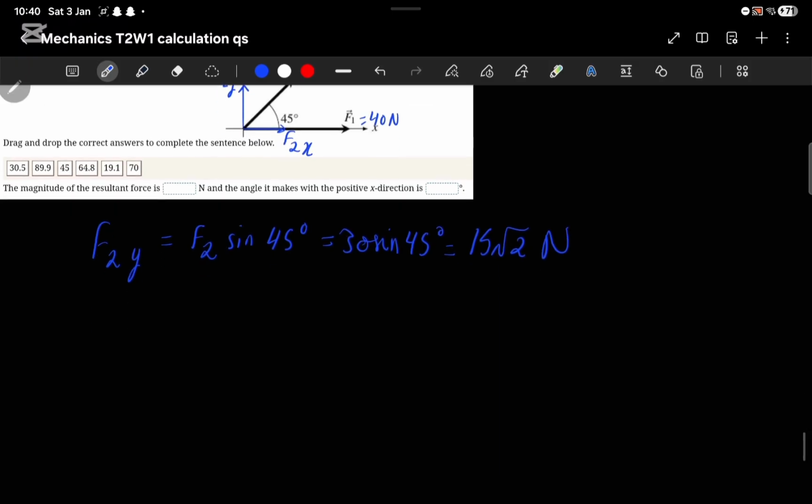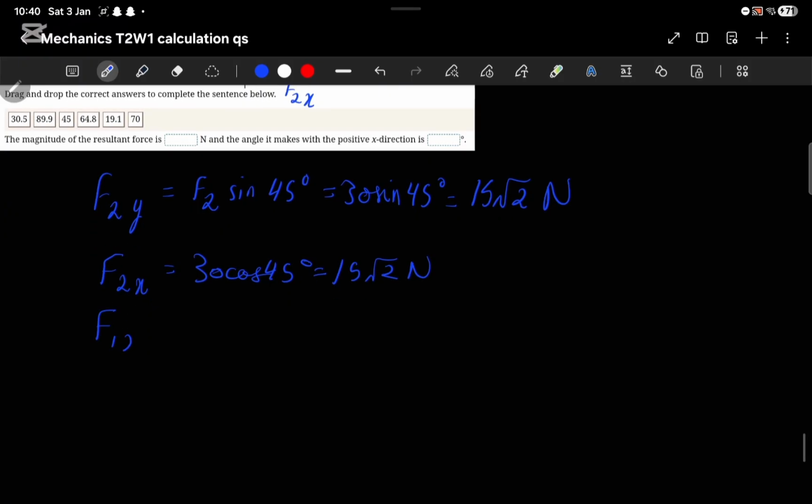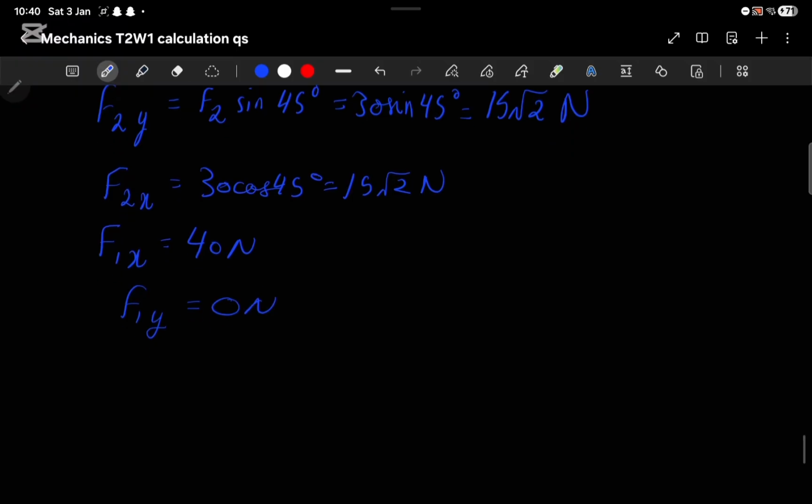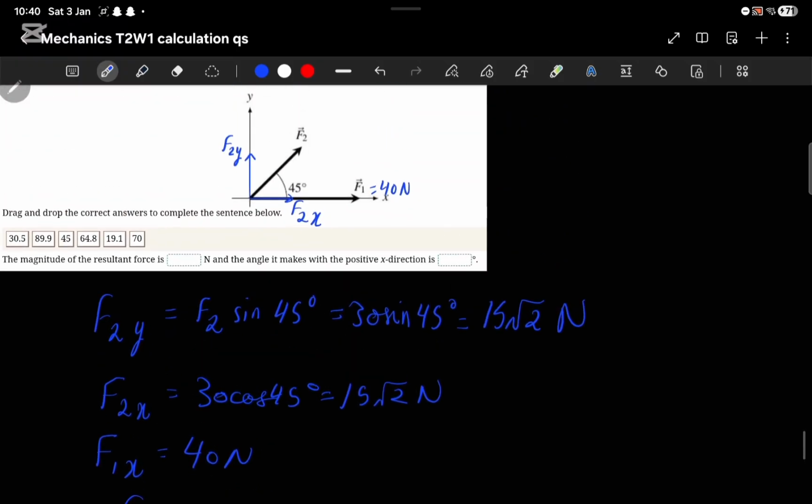Now, F2x is 30 cosine 45 degrees, which is what? 15 radical 2 newtons. If you want, you can check it on the calculator, but I already know. F1x, there is no F1y, so I'm just going to write it as 0, is 40 newtons. F1y is 0 newtons. Now, here I can resolve my forces.